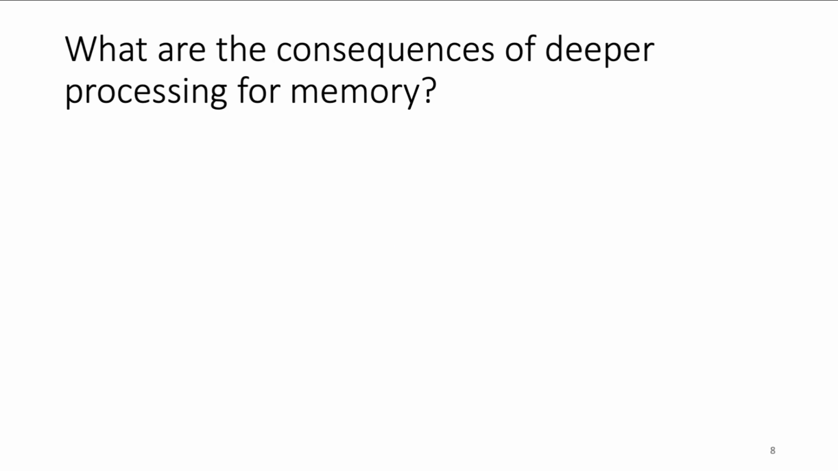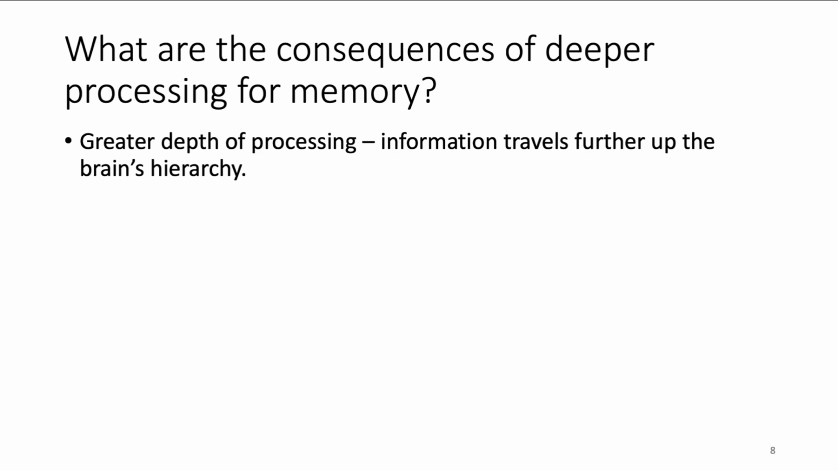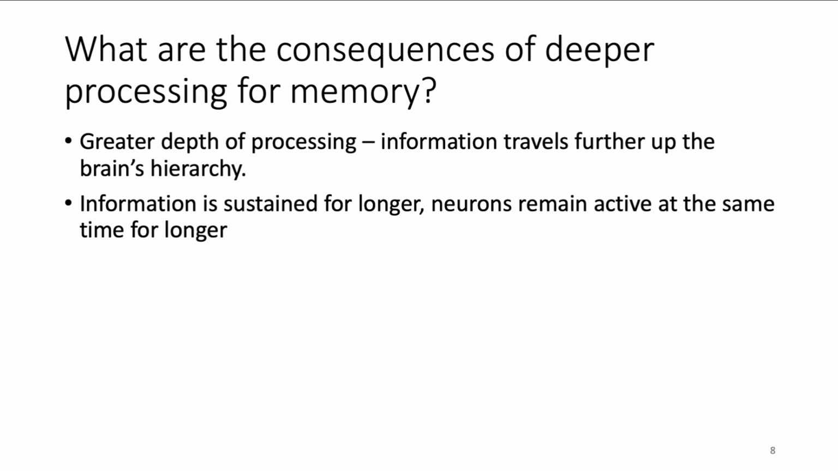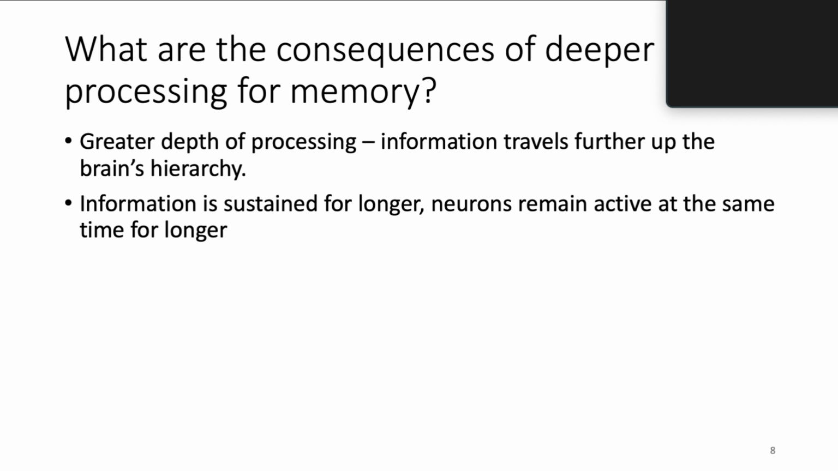What are the consequences of this deeper processing for memory? Well, we see that a greater depth of processing means that information travels further into the brain and up the brain's hierarchy. This means that it's processed by more regions along the line of the cortical hierarchy. And information is therefore sustained for longer, and we see that neurons actually remain coactive, or active at the same time, for longer periods. And this is critical for something called Hebbian plasticity.